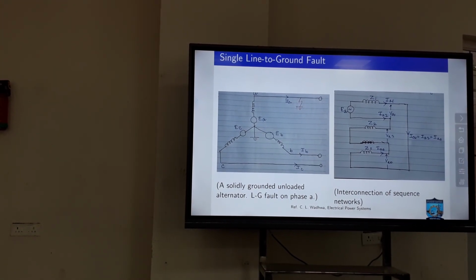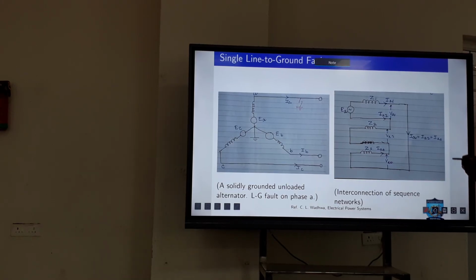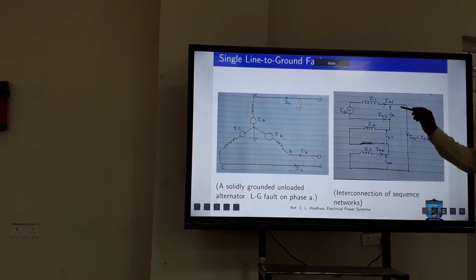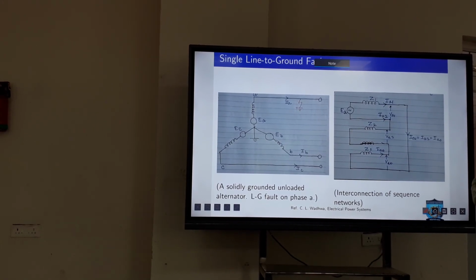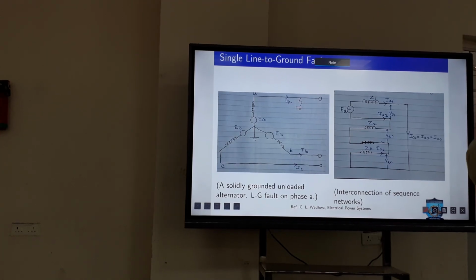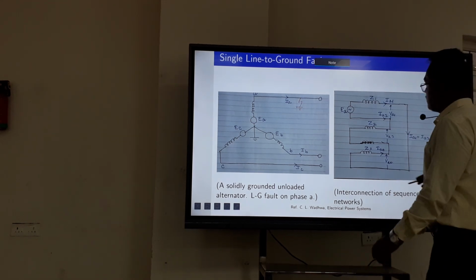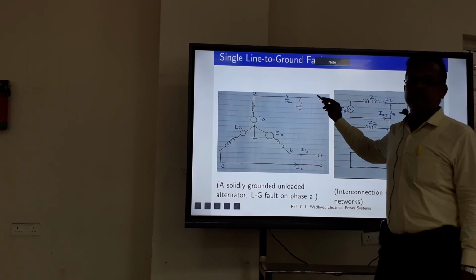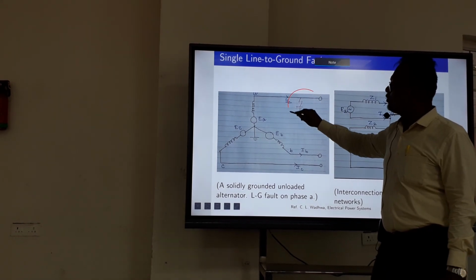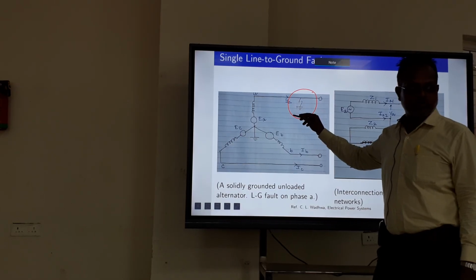So every textbook you can find out. This is a typical generator. When we say fault on the transmission line, it is actually a fault on the generator terminals, because generators are connected to the transmission lines. So what kind of fault is this? Line to ground fault. Only one line, phase A, we have shown. Okay, line to ground fault.